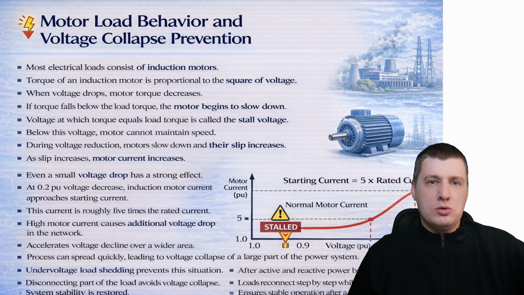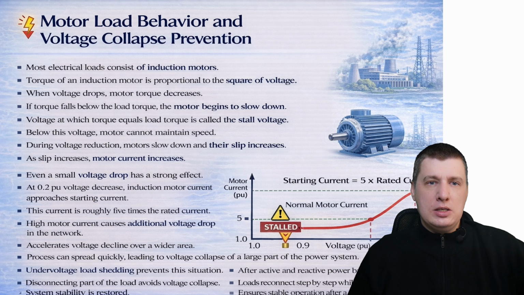High motor current causes additional voltage drop in the network. This accelerates voltage decline over the wider area. The process can spread quickly. It may lead to voltage collapse of a large part of the power system. Under-voltage load shedding prevents this situation. By disconnecting part of the load, voltage collapse is avoided.